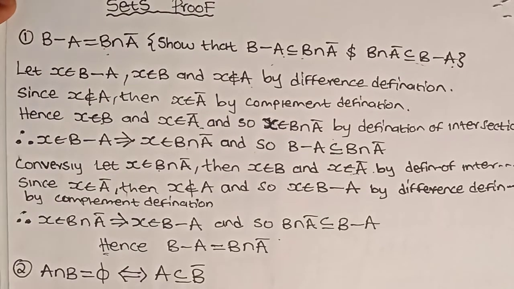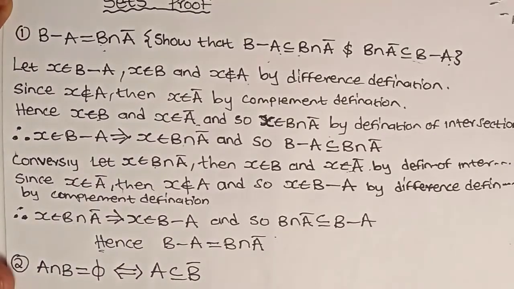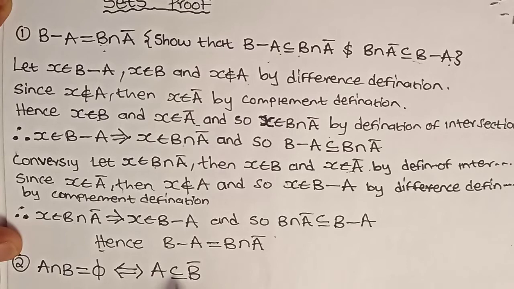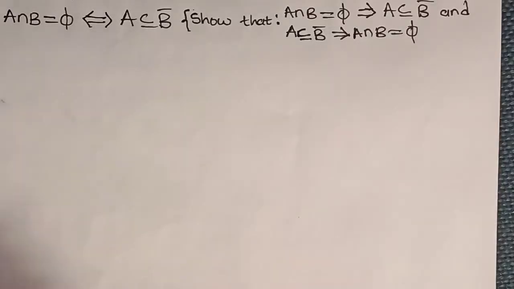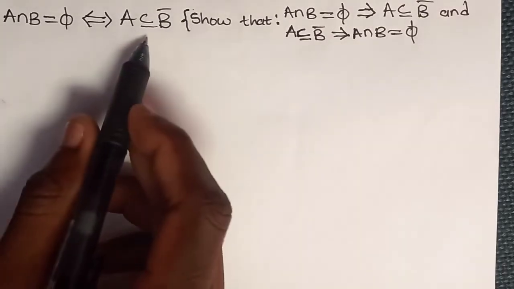Now let's move to this second one. A intersect B is empty if and only if A is a subset of B complement. So this one is biconditional. We have to show if A intersect B is empty, then A is a subset of B complement. And also, if A is a subset of B complement, then A intersect B is empty. So let's start by showing that if A intersect B is empty, then A is a subset of B complement.